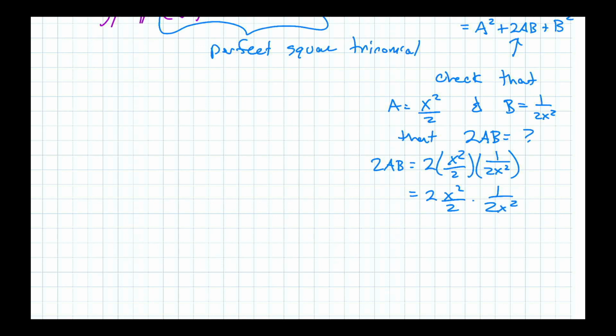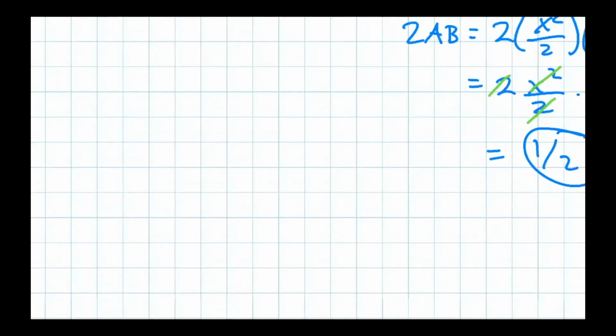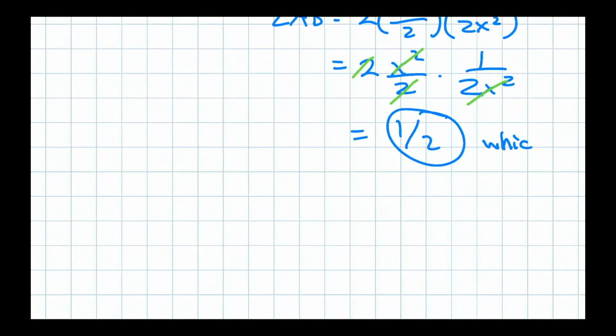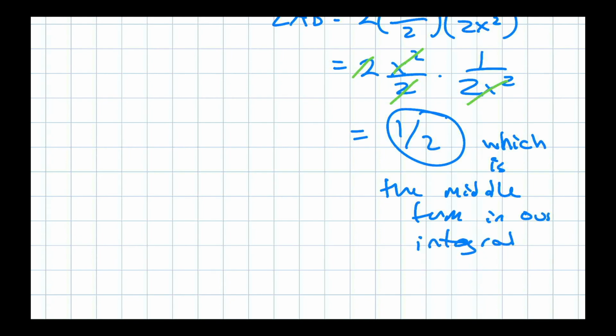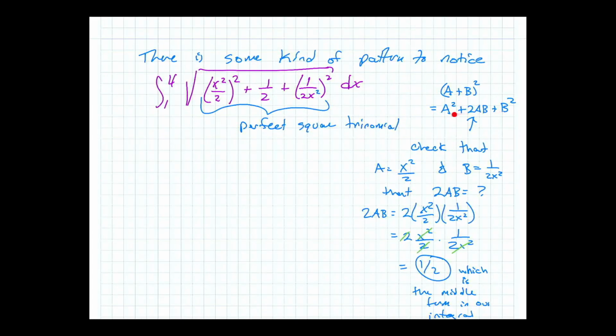Cancel, cancel, cancel, cancel. So x squared cancels with x squared. 2 cancels with the 2. And you're left with just, it looks like a half. And this right here is the middle term in our integral. Okay, now what's that mean? What that means is that we have it in this form, we could write it in this form.